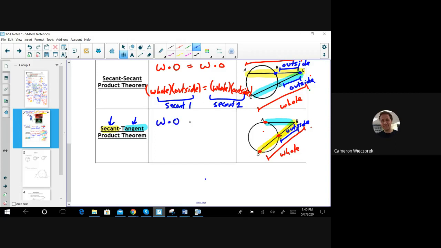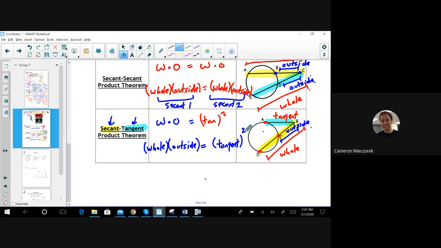That's going to be for the secant. But for the tangent segment, the length of the whole piece and the length of the outside piece, I mean, it's the same thing. So really, I'm just going to call this piece the tangent. Whole times outside would just turn into the tangent piece squared, because they're the same. So in words, what's going on? The length of the whole secant times its outer part, outside, equals the length of that tangent piece squared.